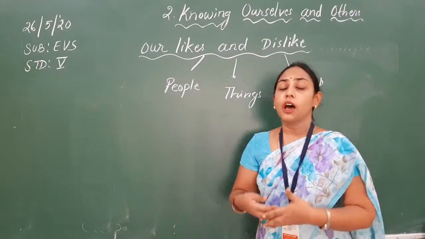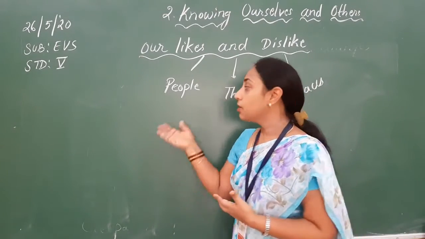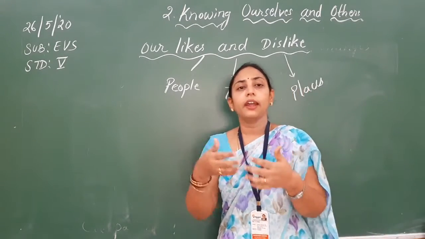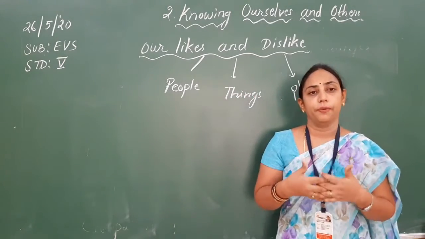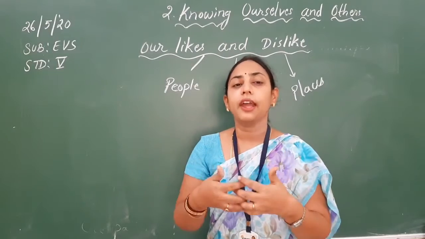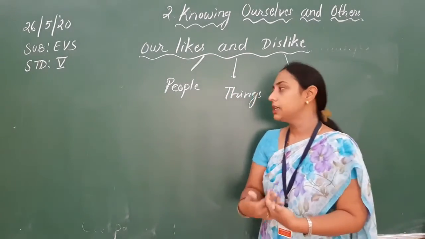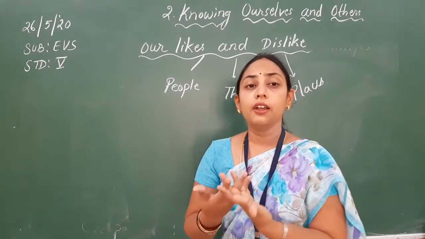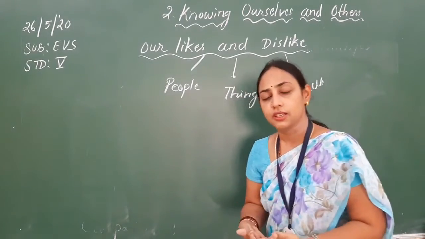Many times our opinions, our ideas also get affected because of the people we are interacting with. Interact means to have some contact with them, that is called interaction. So when we continuously interact with the people around us, especially our family members, we get influenced by their likes and dislikes, and we also start liking those things and disliking those things.